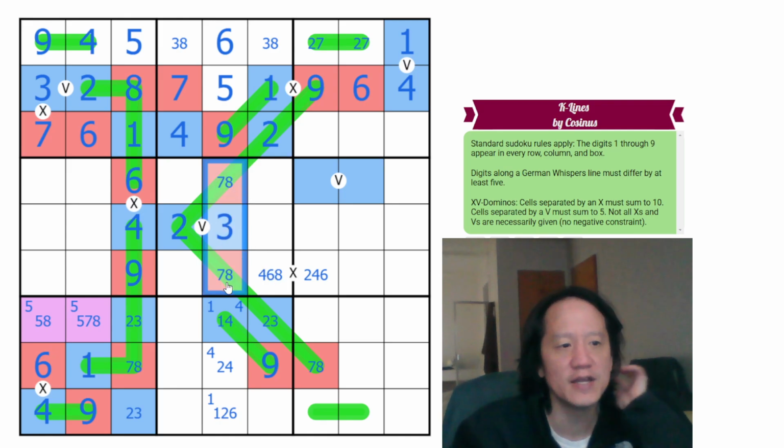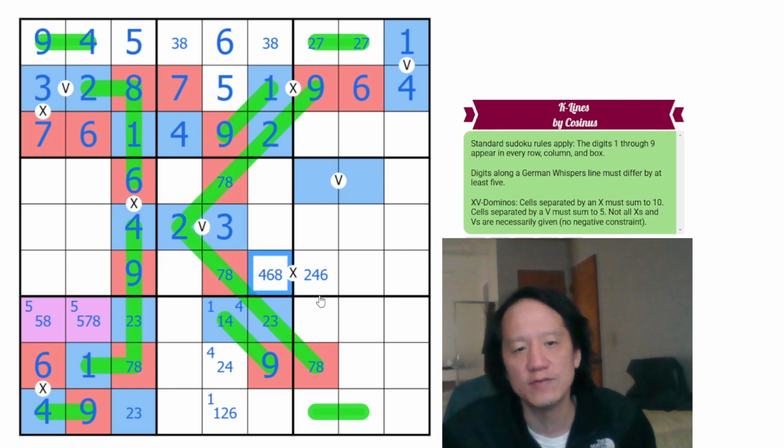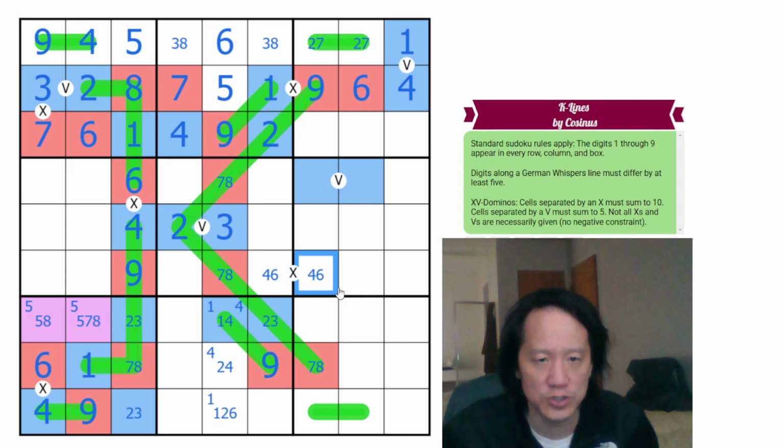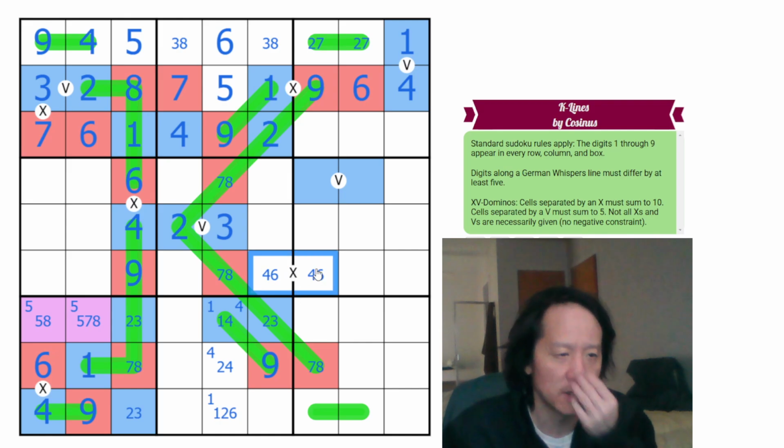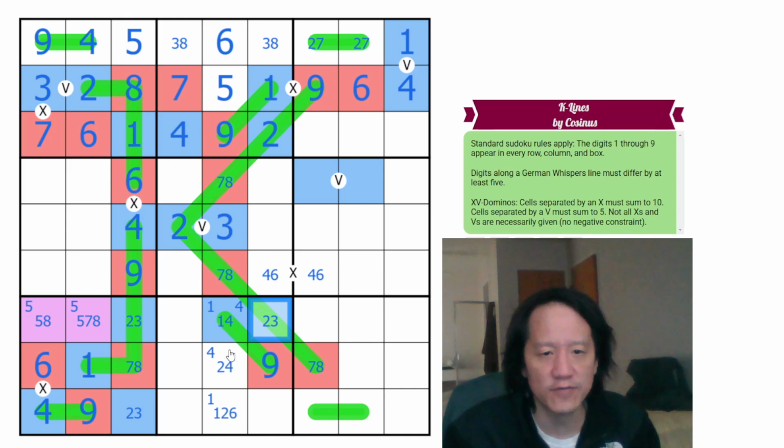Therefore, we have a 7, 8 pair in box 5, which means 8 cannot be anywhere else in box 5. So this can't be 8, which means this can't be 2. Therefore, we know this is a 4, 6 pair in row 6 then. This can't be 2 anymore. Therefore, it must be 3 because of this 2.